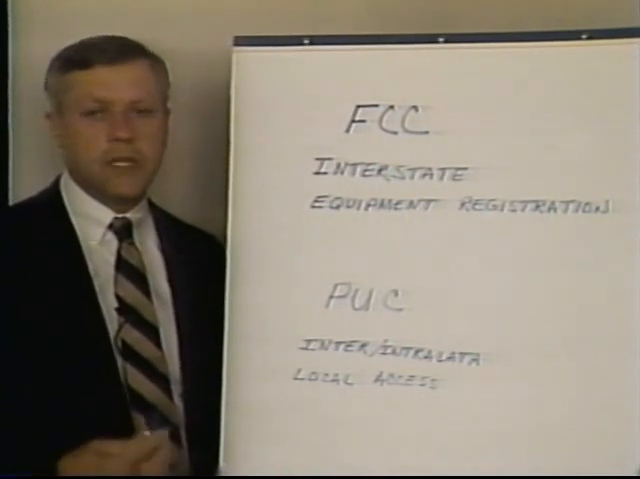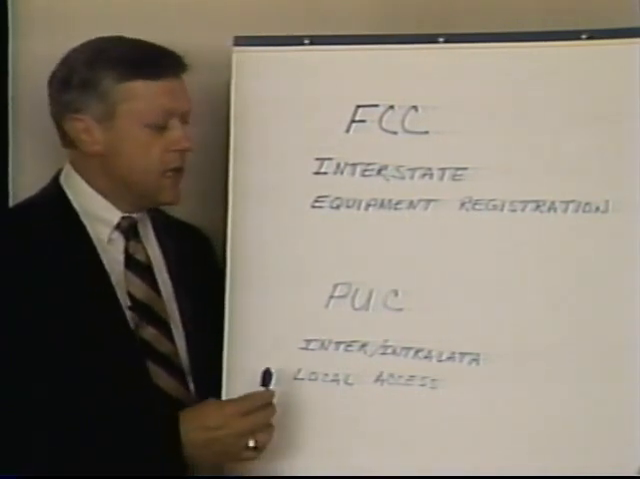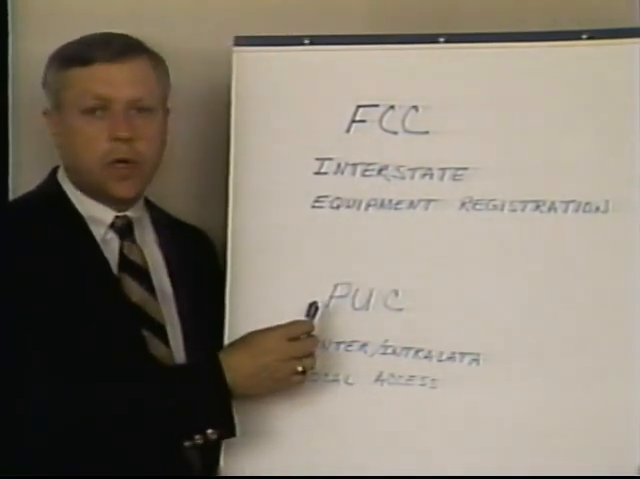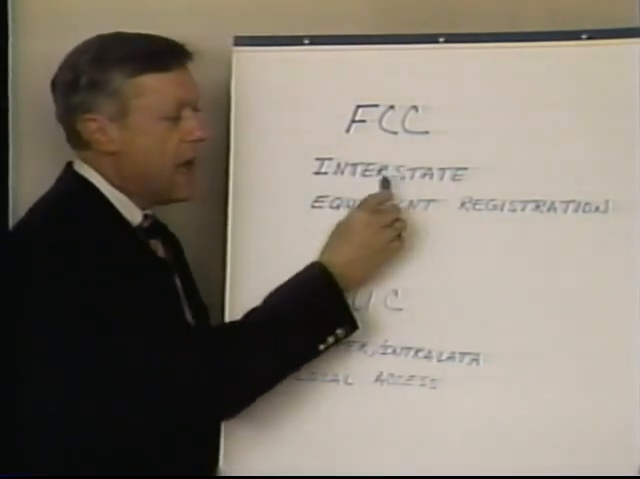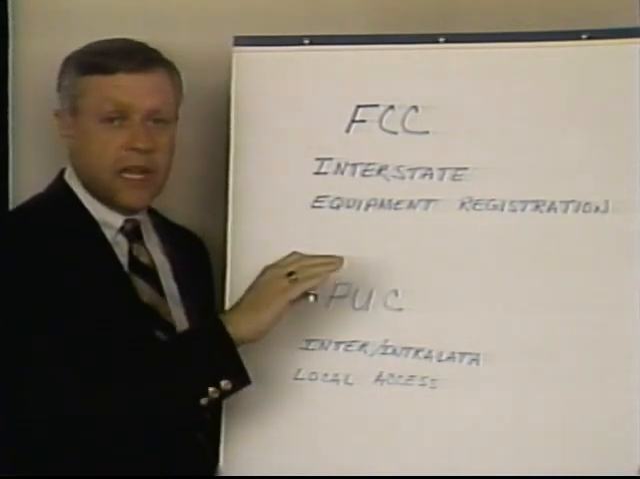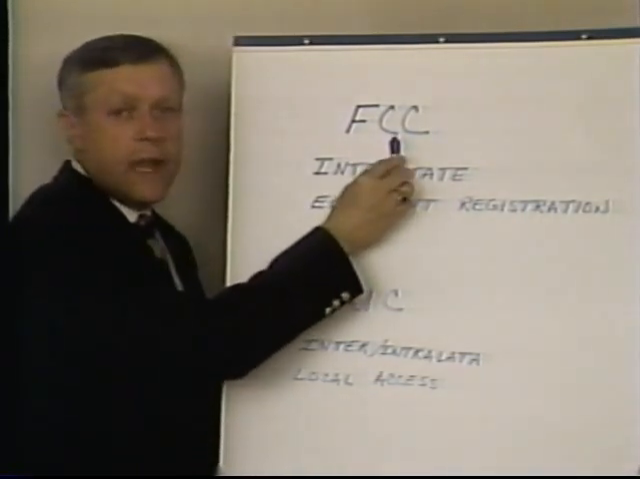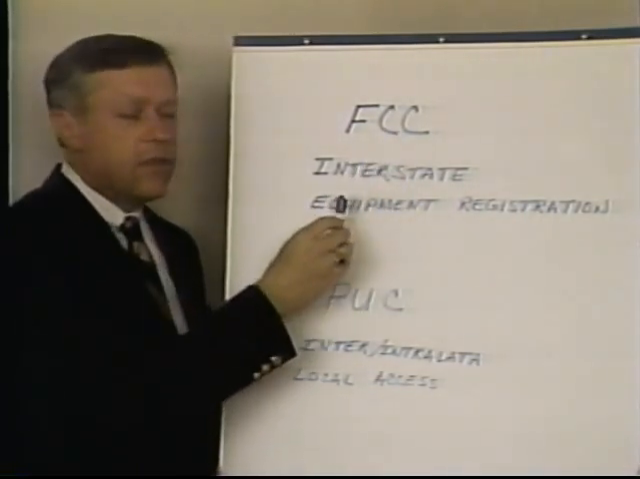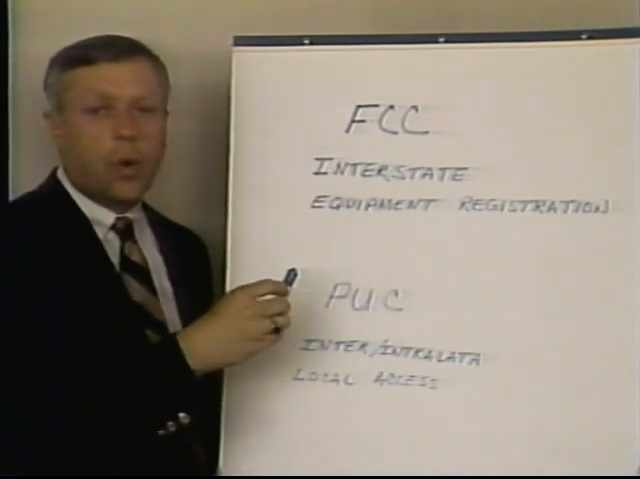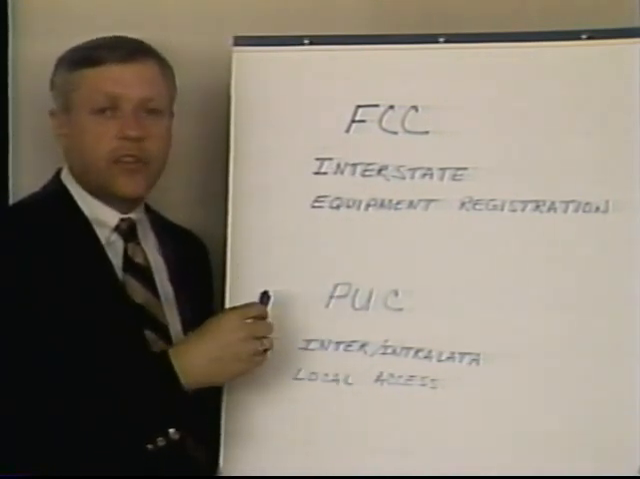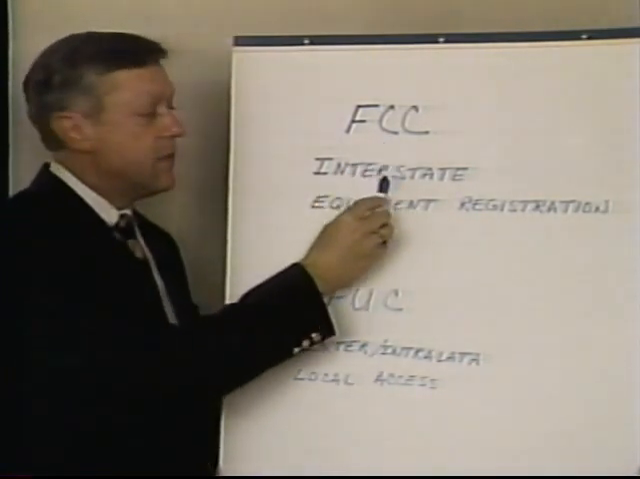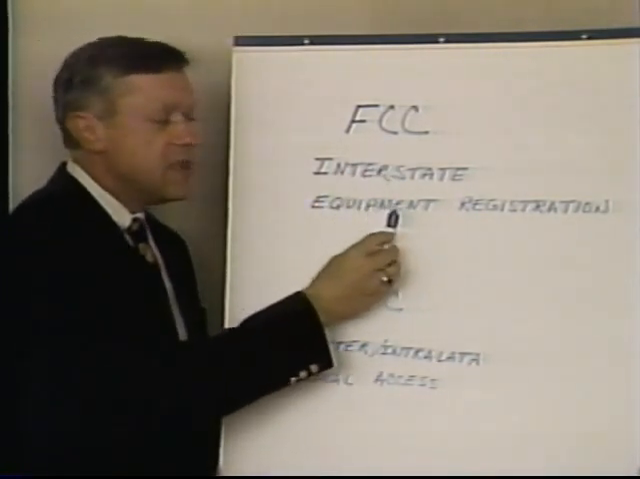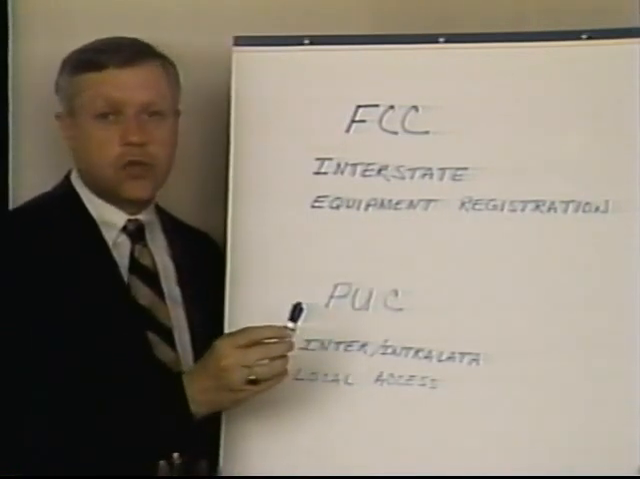Regulation of the phone companies and the various common carriers is handled by one of two organizations. In the first case, if it's an interstate carrier, which means it crosses state lines, the FCC regulates them. And in the case of MCI, Sprint, or AT&T, any of their services that cross state borders are filed and approved through the FCC. The FCC also handles equipment registration.